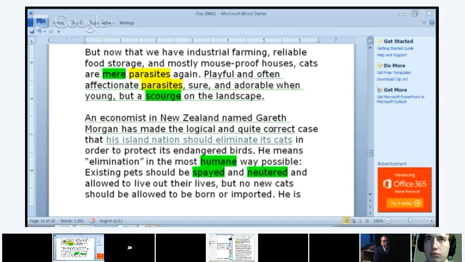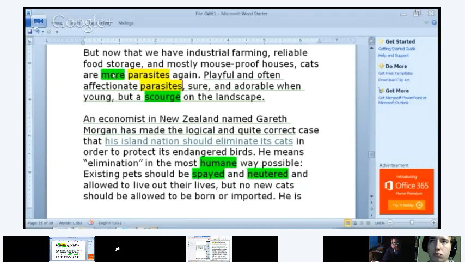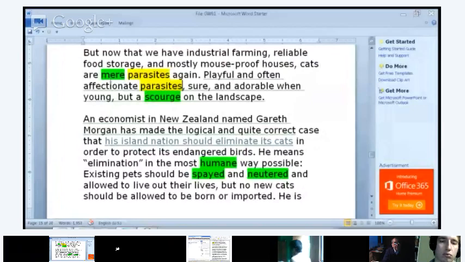Parasites means small parasites? Well, it doesn't have to be small, but usually parasites are small. Yeah, I don't know the meaning of the word mere. Oh, mere means simply or directly or only. It's used here to modify parasites. So because we don't need them to kill rats and mice anymore to protect our food, they simply become parasites again. Okay, 100% parasites again.